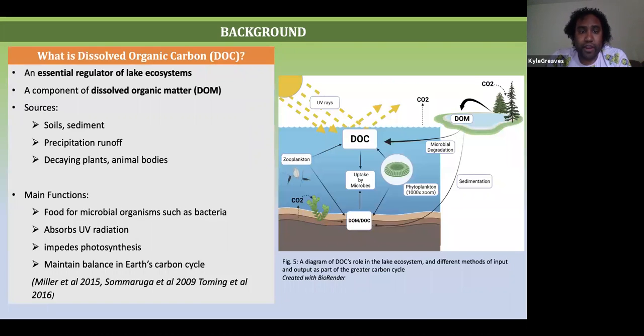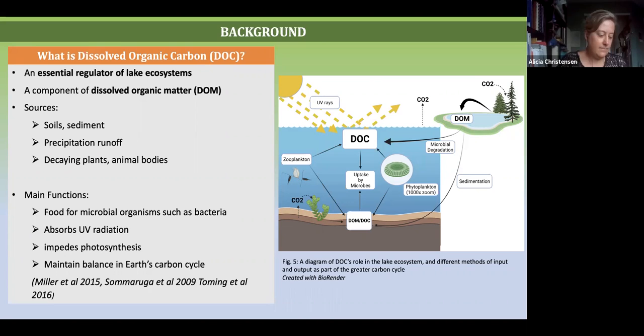Another factor that we are comparing chlor-A against is dissolved organic carbon. Dissolved organic carbon, also known as DOC, is a component of dissolved organic matter. It comes from soils, from runoff, and from decaying plants and animal bodies. If you look at the figure to your right, DOM and DOC are also part of Earth's carbon cycle, and they play many roles within the lake ecosystem.